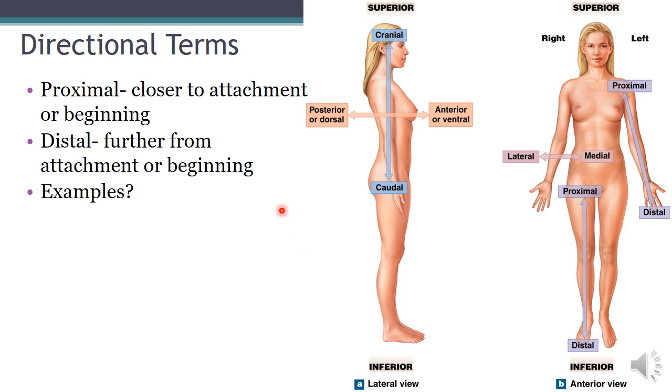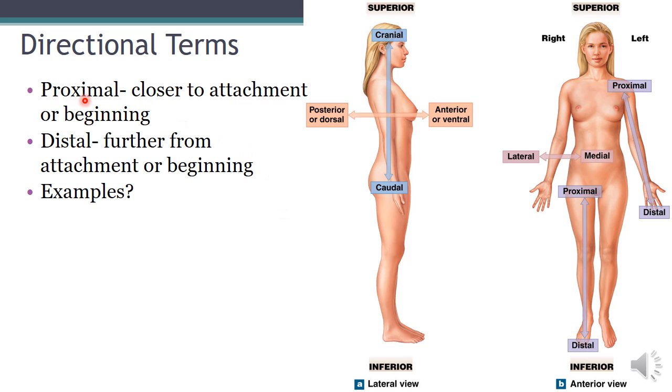The next set of directional terms are proximal and distal. Now, there's a special rule for using proximal and distal. Proximal and distal are only going to be used for limbs, like arms and legs, and tubes, like the digestive tube or blood vessels. So proximal and distal are used for limbs and tubes because these are things that have a beginning and an end.